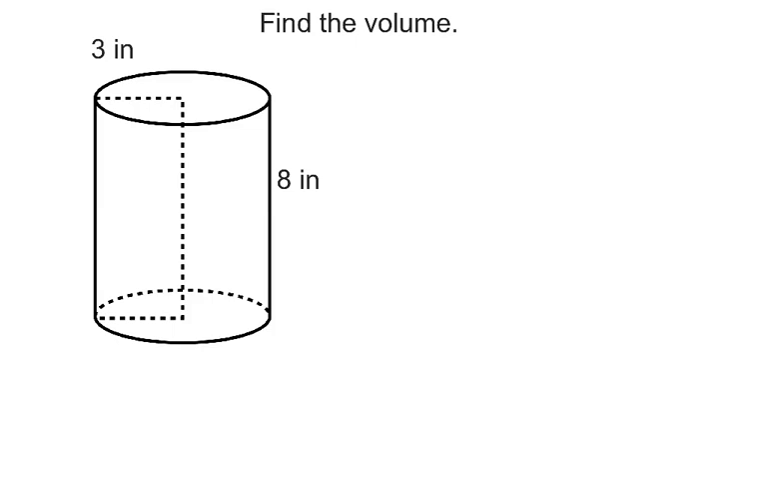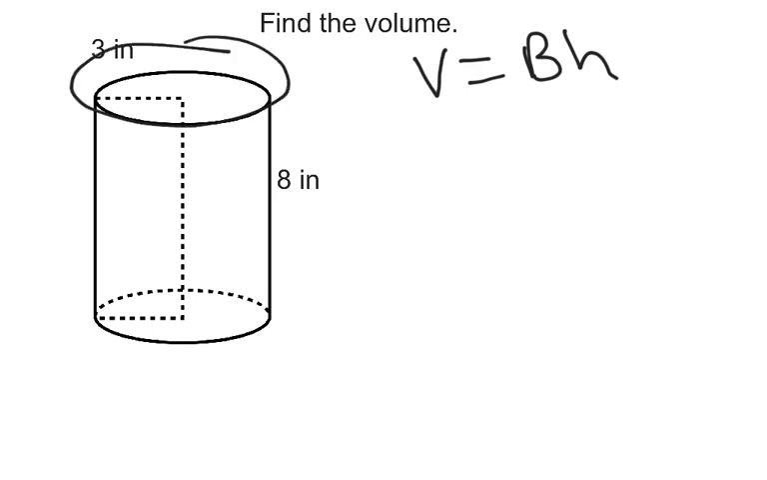So in the previous lesson, we found the volume of rectangular prisms as well as triangular prisms. Now we're going to find the volume of cylinders. The formula for finding the volume of a rectangular prism or a triangular prism was the area of the base times the height. Now, in a sense, that's also the formula you're using in a cylinder.